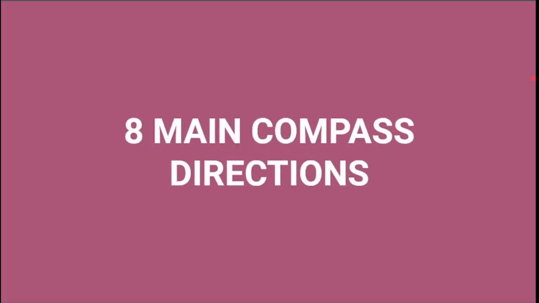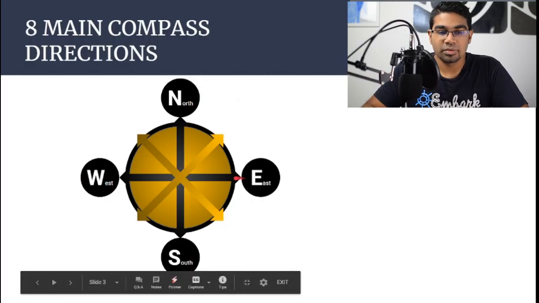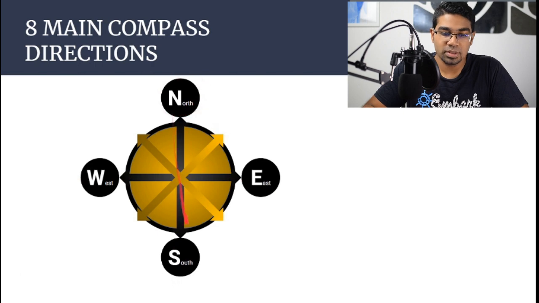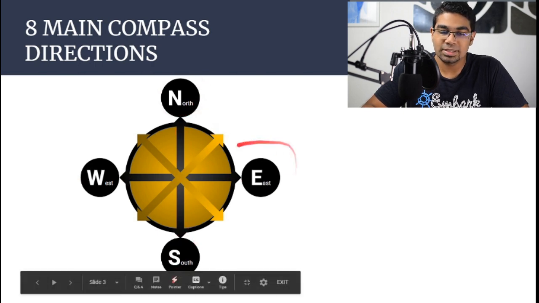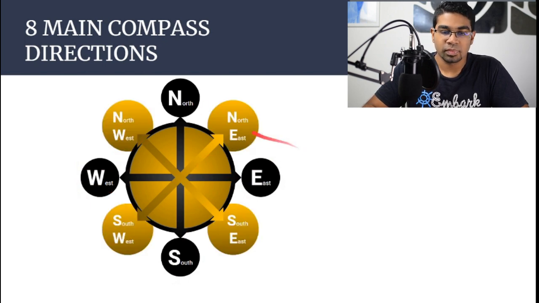First, let's take a look at the 8 main compass directions. The basic 4 directions we are all familiar with: north at the top, south at the bottom, east on the right, and west on the left. And then in between them we have other directions as well.